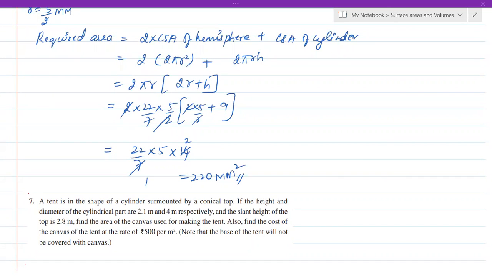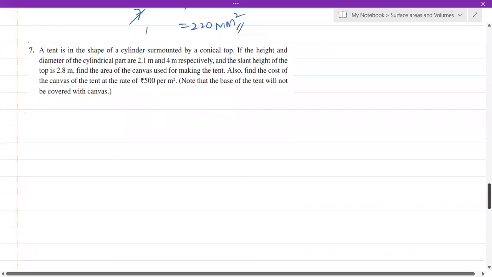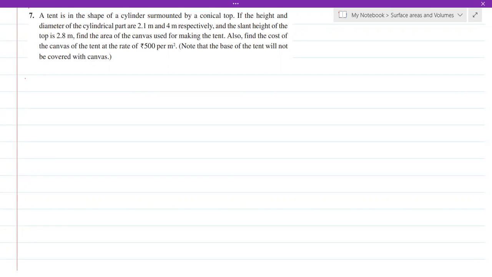A tent is in the shape of a cylinder surmounted by a conical top. If the height and the diameter of the cylindrical part are 2.1 and 4 meter respectively, and the slant height of the top is 2.8 meter, find the area of the canvas used for making the tent. Also find the cost of the canvas of the tent at the rate of rupees 500 per meter square.